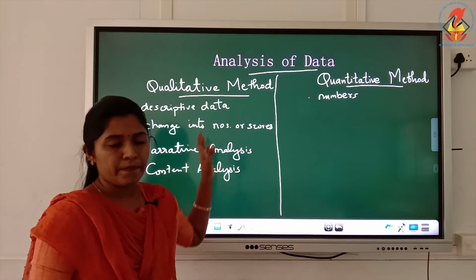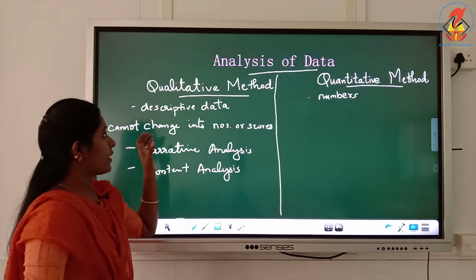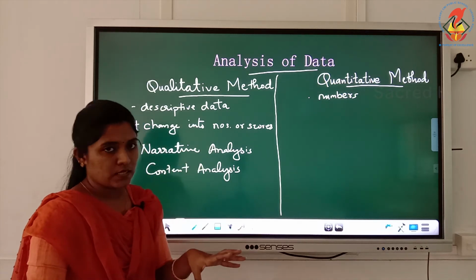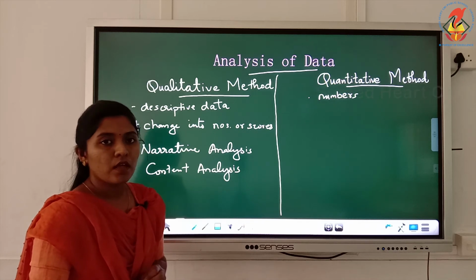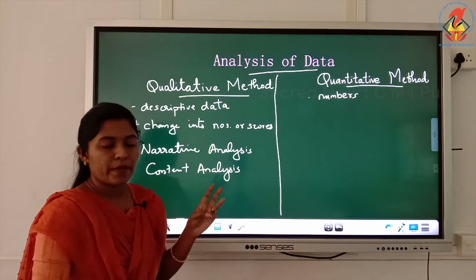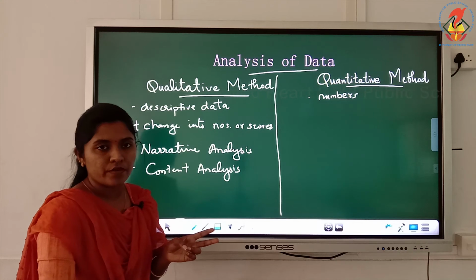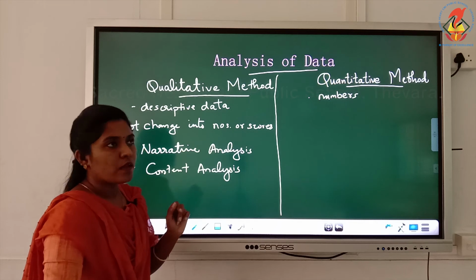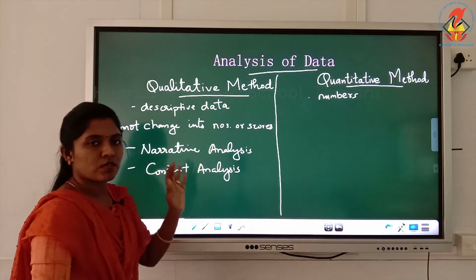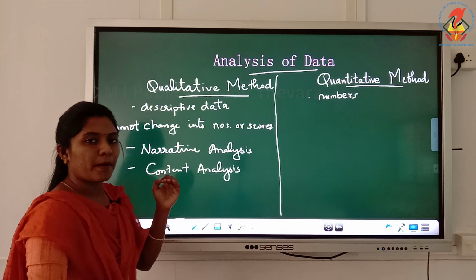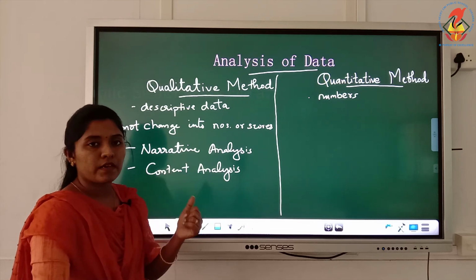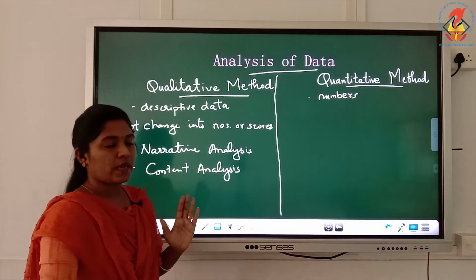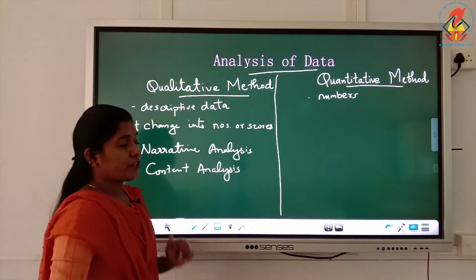So, this is descriptive data. In quantitative method, we analyze descriptive data, which is in the form of stories, experiences, etc. When we use the method participant observation or unstructured interviews, we get this descriptive form of data. So, these data we cannot change into scores and numbers. So, the psychologists developed the methods narrative analysis and content analysis for analyzing the data in quantitative method.